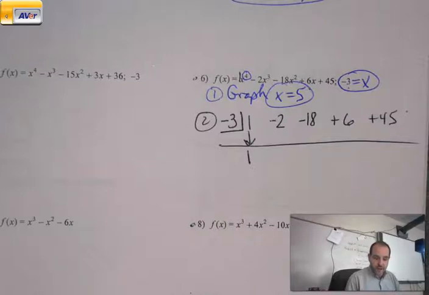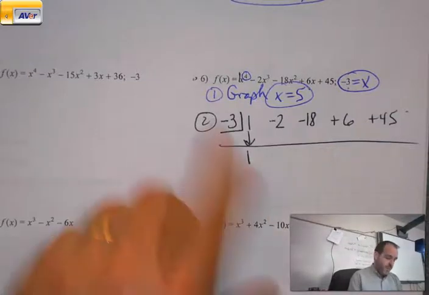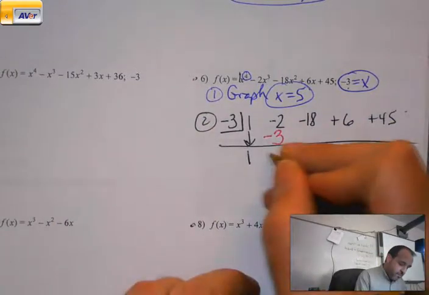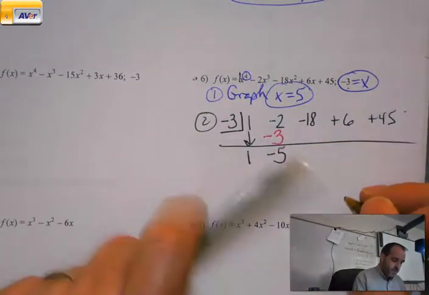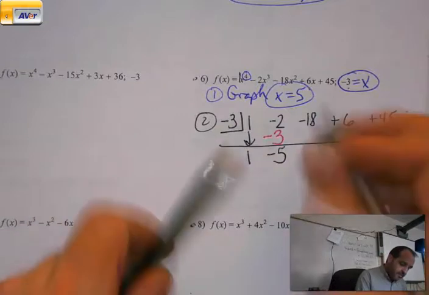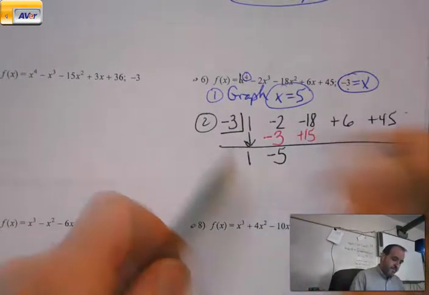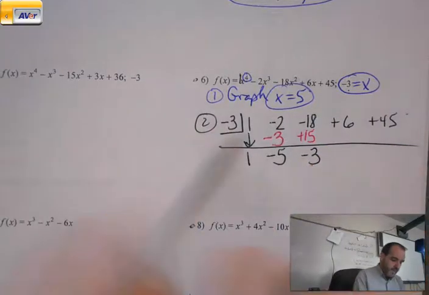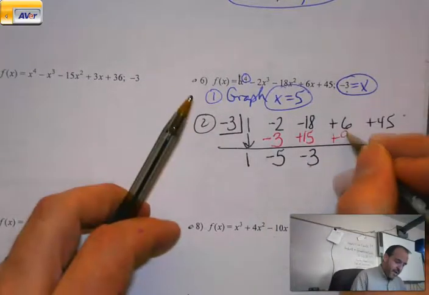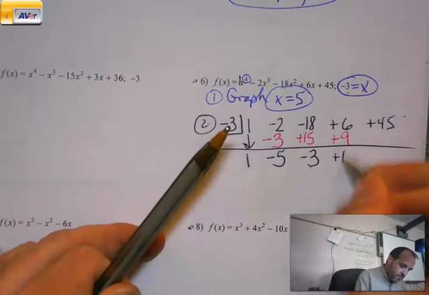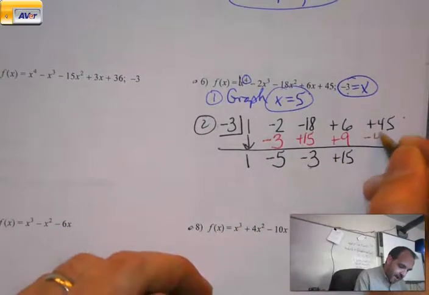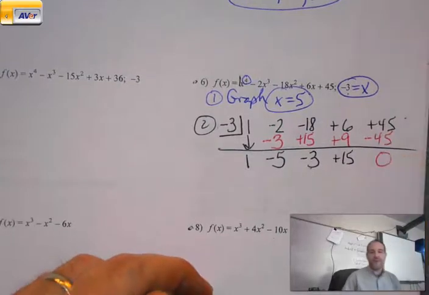So we bring that first term down, multiply it by what's in the box, and add down. Multiply it by what's in the box, and add down. Multiply that by what's in the box, add down. And multiply by what's in the box. Add. Down. Why did I do that one in pink?